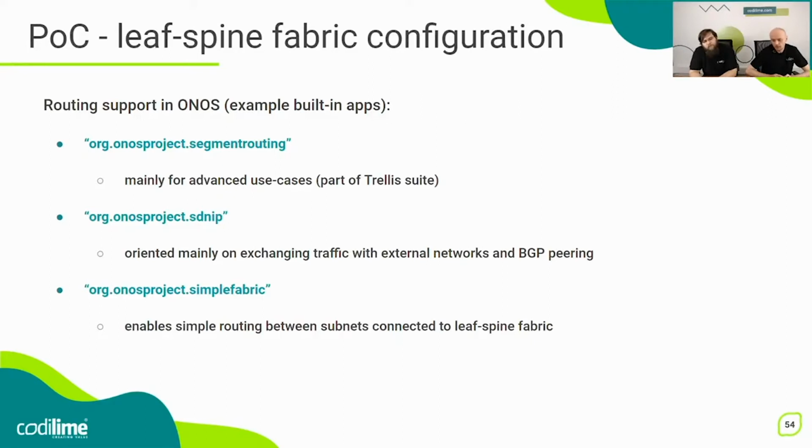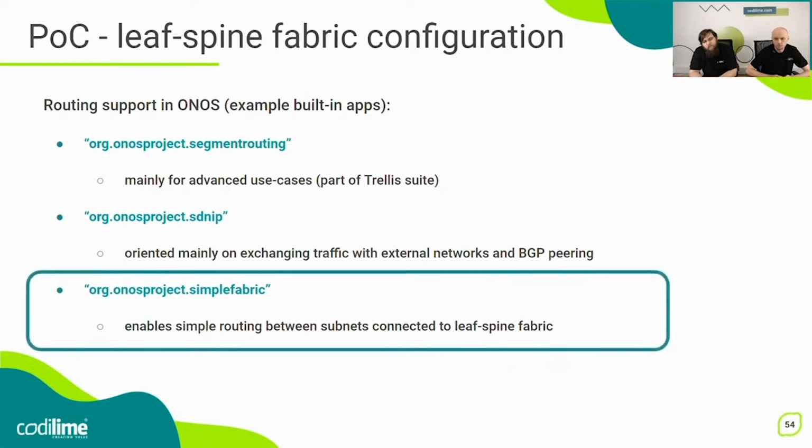Another option is an SDN IP application. This one is mostly oriented on BGP peering. And there's also another application which is called Simple Fabric, which just provides a simple routing between subnets connected to different leaves. And this is completely enough for our needs, so we decided to use it.